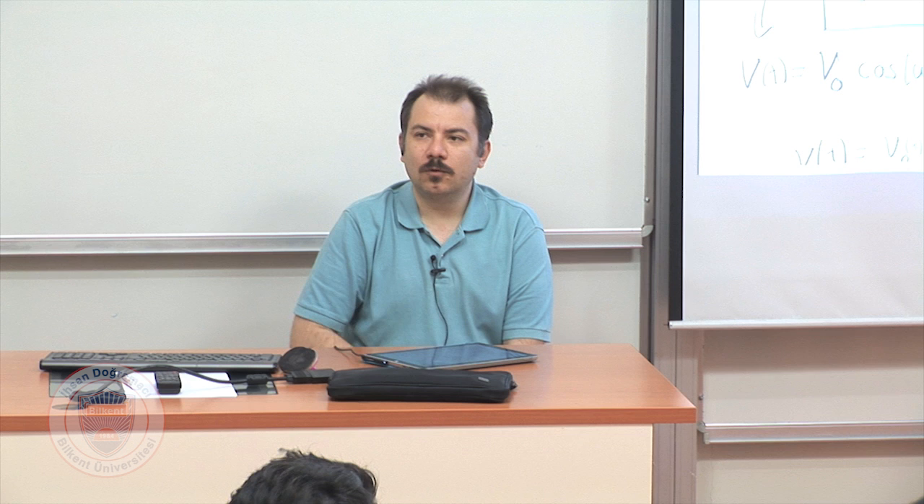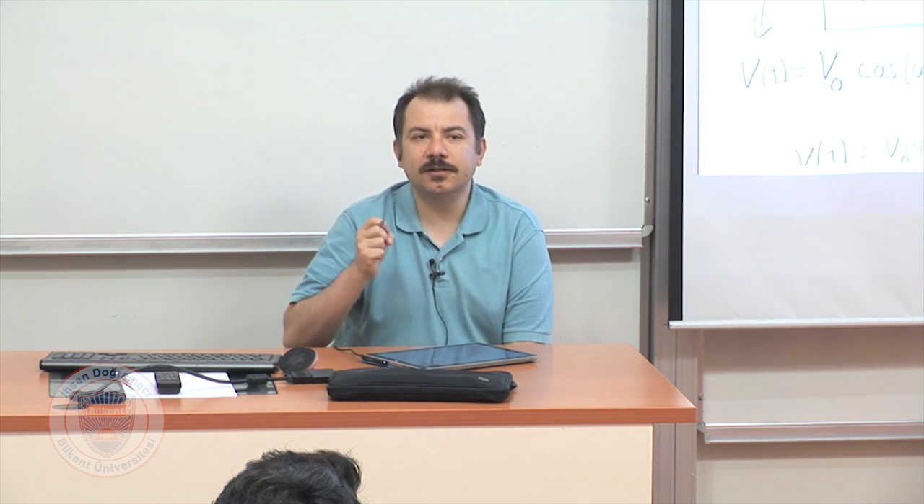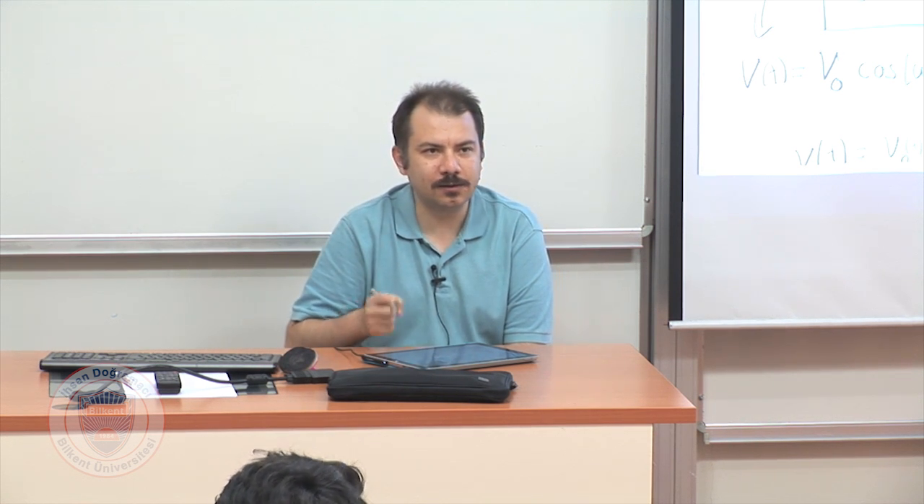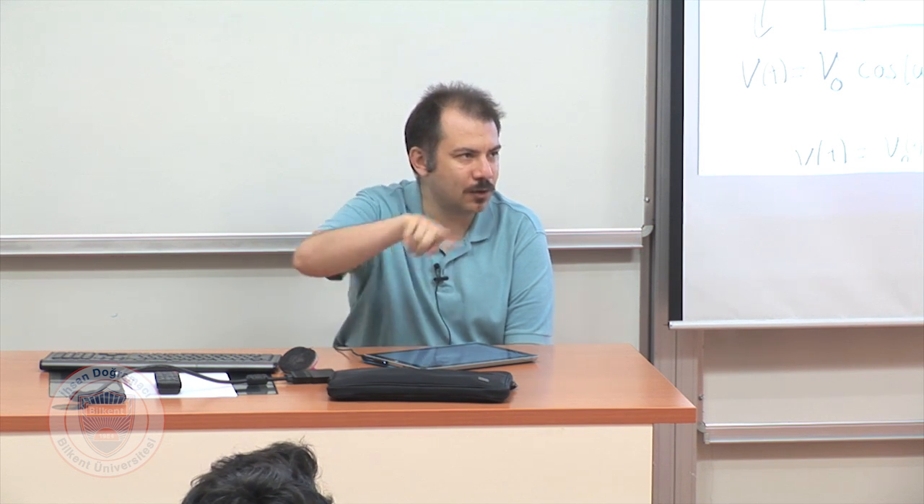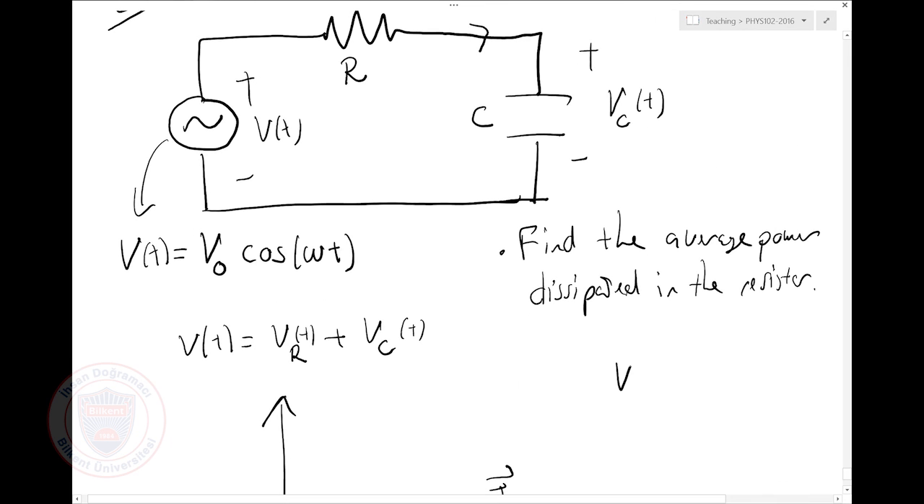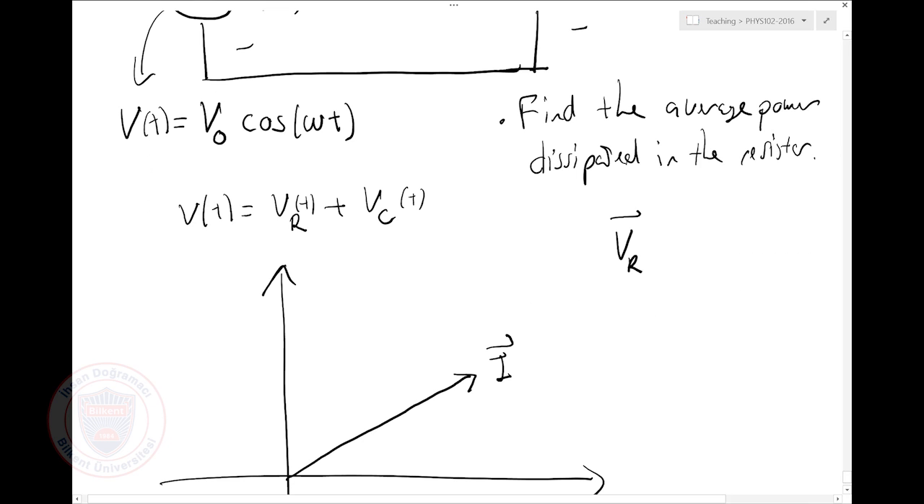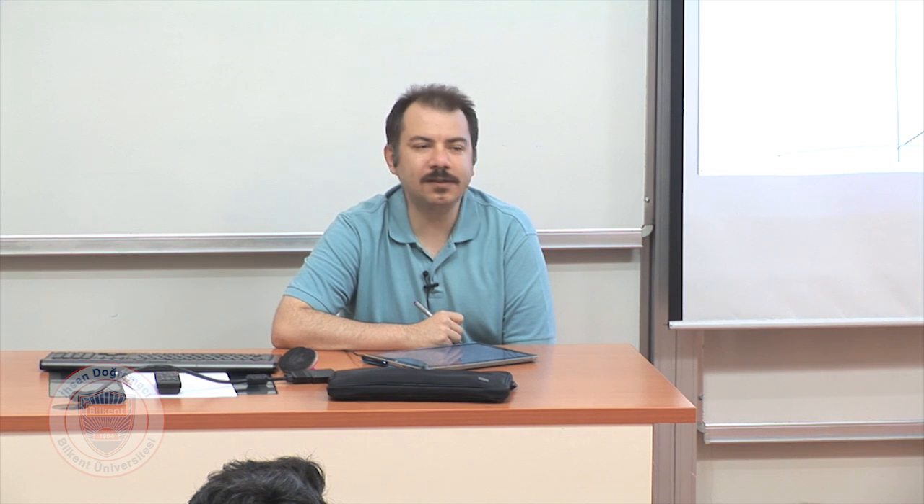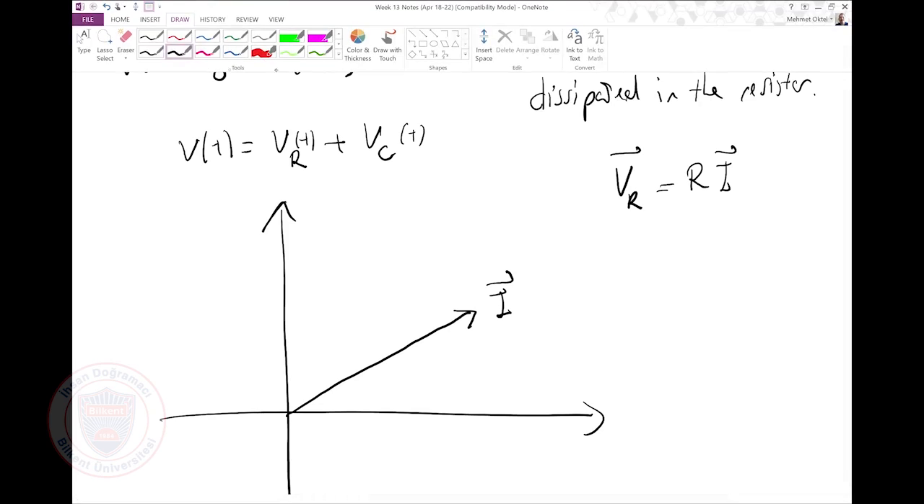The nice thing is that all these three elements share the same current. There's only one current going through my loop. So if I think of this phasor diagram, let's say that this is my current vector. It's passing through all of my elements. As a vector, can you tell me what is the VR vector? What's the direction of the VR vector compared to the direction of the current? It must be the same, because the VR vector must be just R times the I vector.